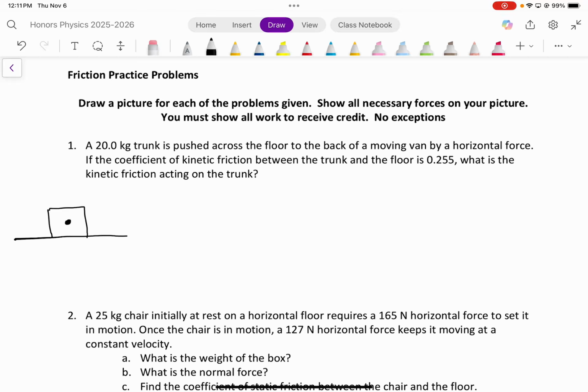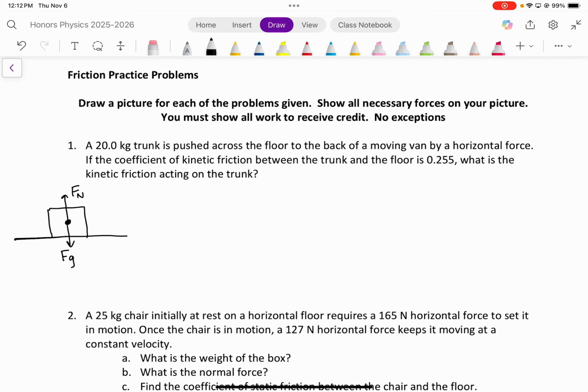All right, so tell me, what forces do we have on this trunk? Gravity. That's always the right answer. So we have gravity and we have normal force. Because it is on a surface, that means we have a normal force. What other forces do we have?